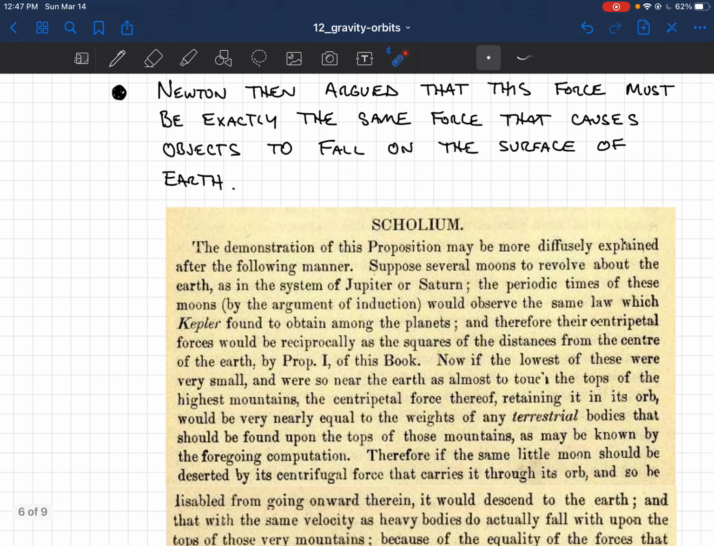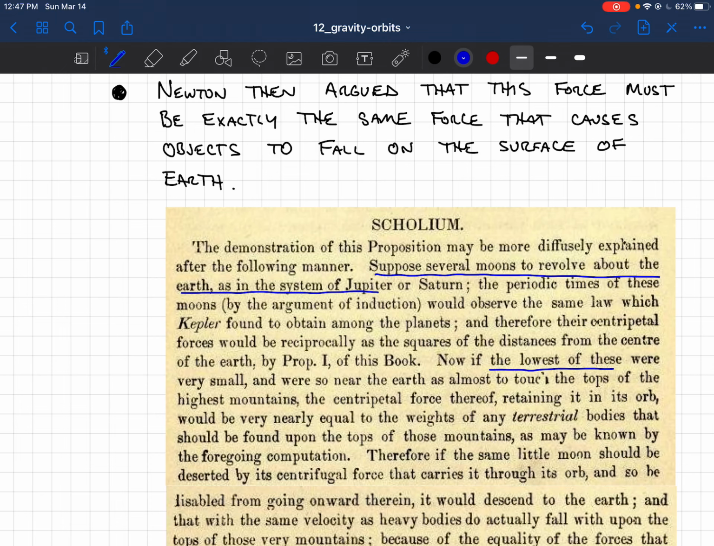The next thing that Newton did in the Principia was to argue that this force, this universal law of gravity that causes the orbit of moons and planets, is actually the same thing that causes objects to fall towards the Earth, on the surface of the Earth. So he gave this cute little argument here, which I won't go through the whole thing, but he says, suppose that there are several moons to revolve about the Earth, just as in Jupiter or Saturn. Of course, we only have one moon, but he's saying, well, let's let there be some other ones.